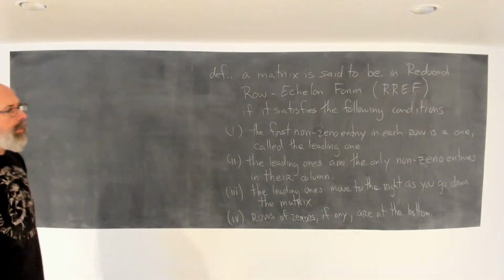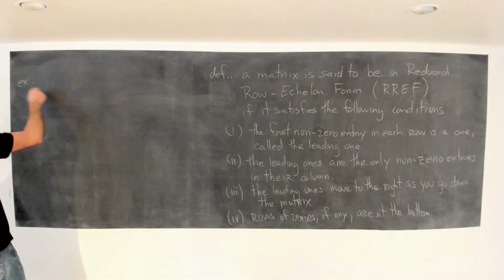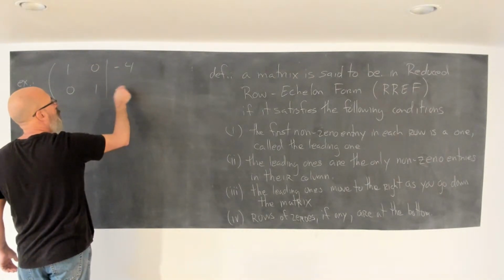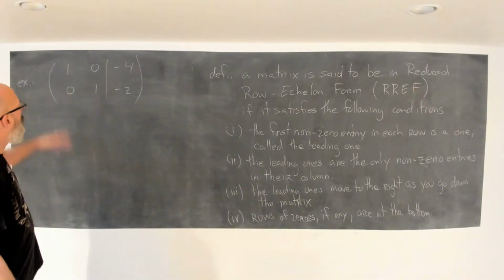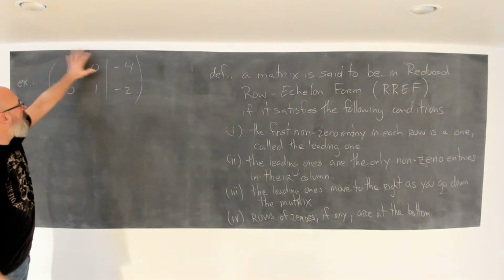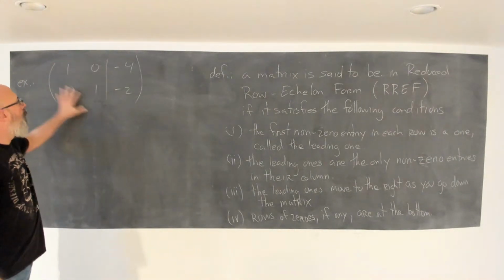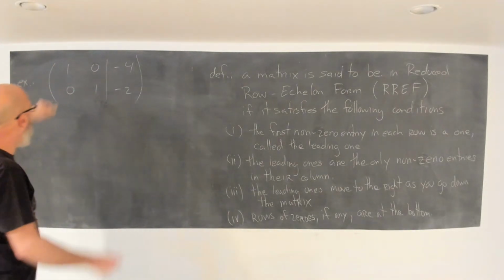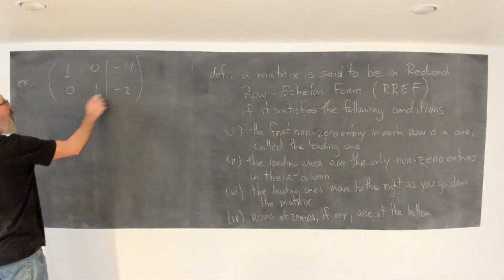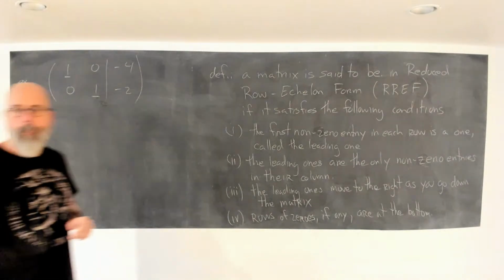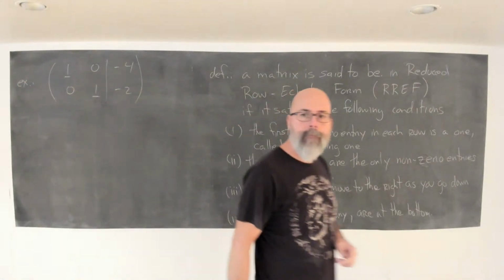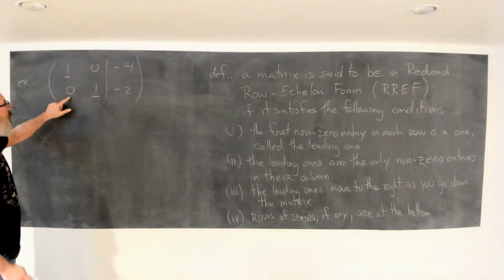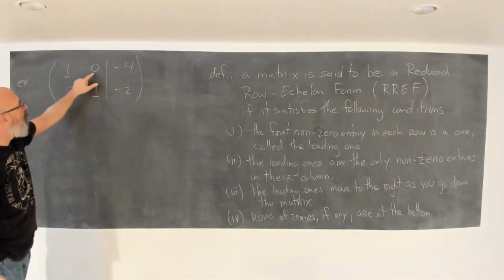So this is reduced row echelon form. Let's take an example. We've been row reducing stuff. We had -4 and -2, I think, or -4 and -6, whatever. I claim that this thing before the equals here is in reduced row echelon form. Let's convince ourselves. The first non-zero entry in each row is a 1, called the leading 1. The leading 1 is the only non-zero entry in its column. Here we have a 0. The other entry in this column is a 0.